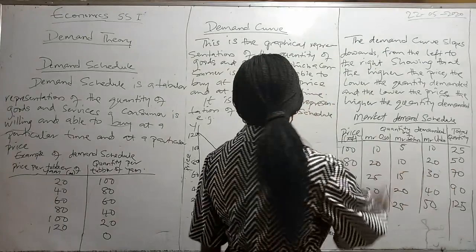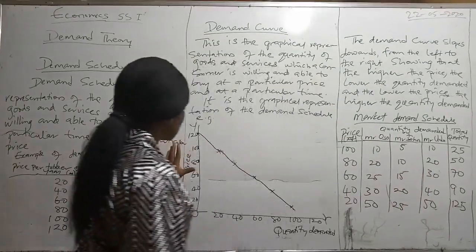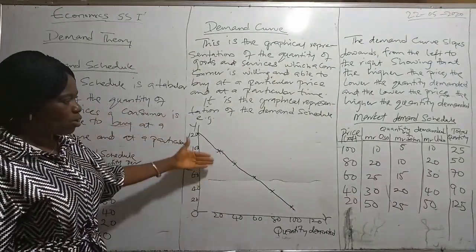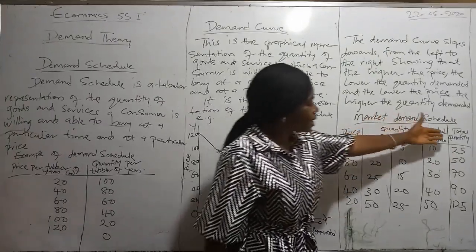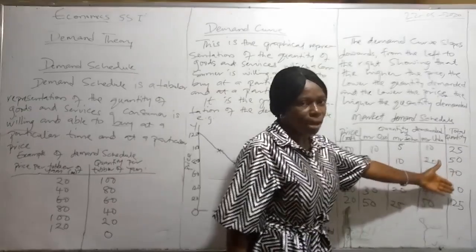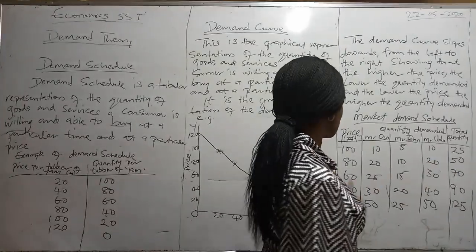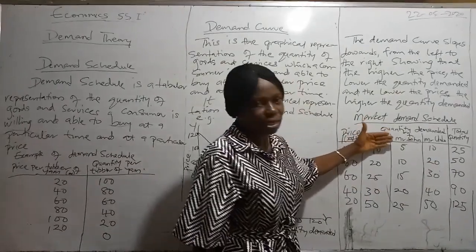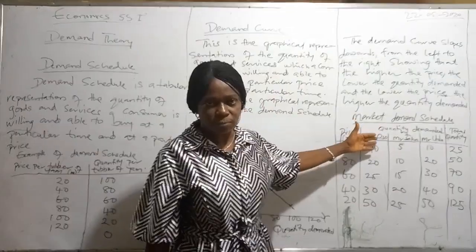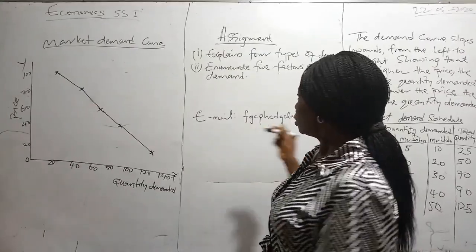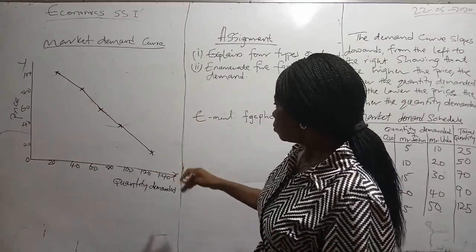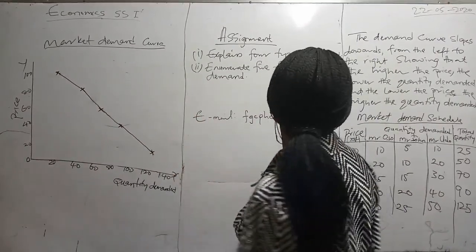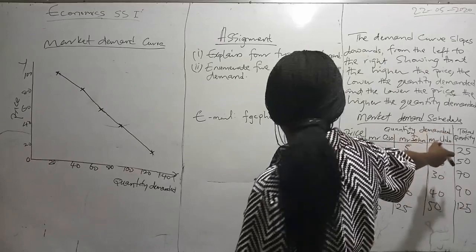So when you are plotting the graph, just like we have plotted our graph here, you use the price and the aggregate demand or the total demand. So the next thing we're going to look at is how to plot the market demand schedule. Let us look at the market demand curve. We are drawing the market demand curve from the market demand schedule.